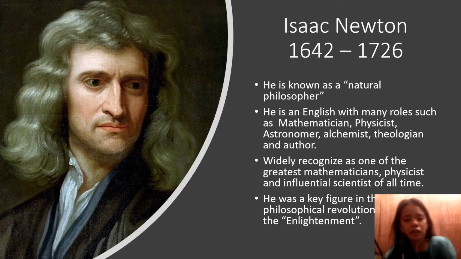Isaac Newton was born in 1652 and died in 1726. He is known as a natural philosopher, mathematician, physicist, astronomer, alchemist, theologian, and author. Widely recognized as one of the greatest mathematicians, physicists, and most influential scientists of all time, he was a key figure in the philosophical revolution of the Enlightenment.